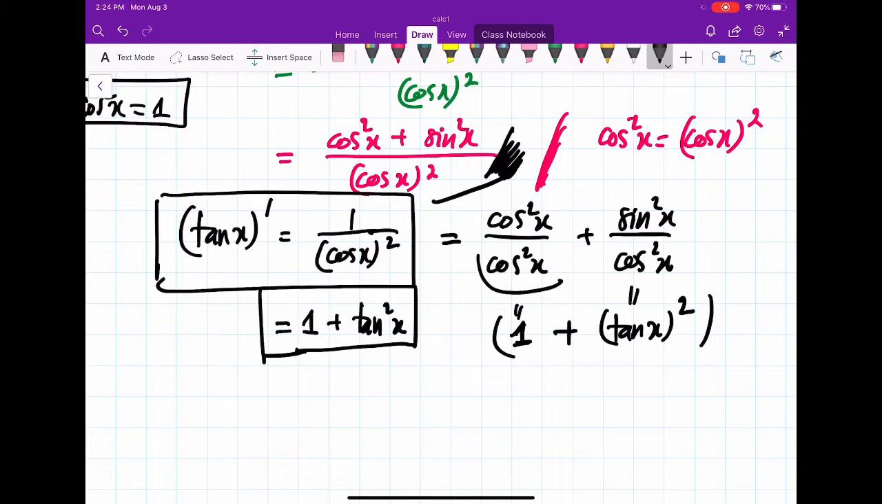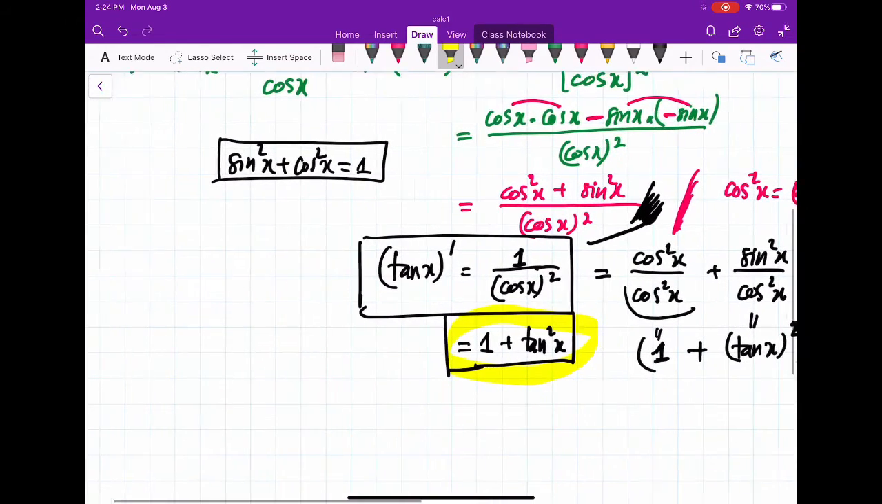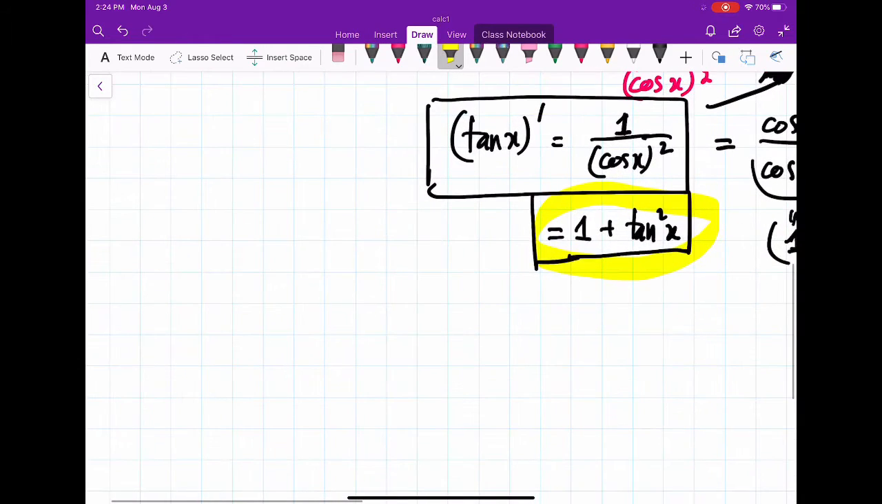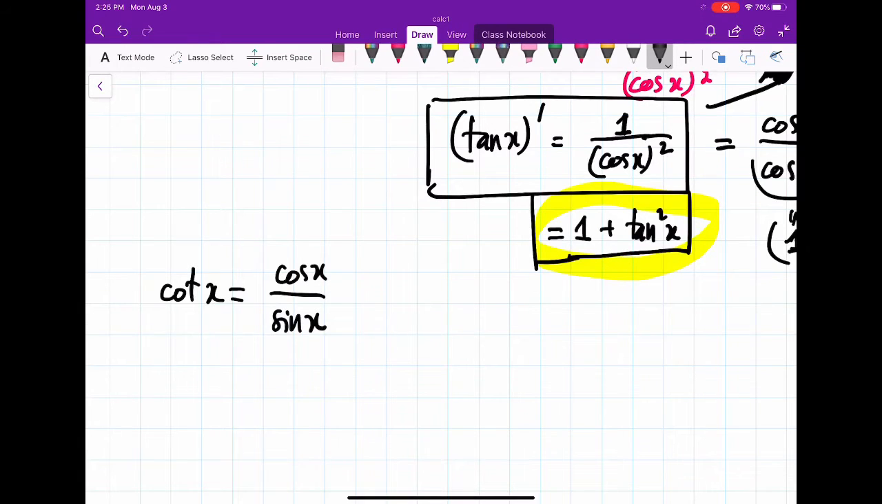You see that? So it depends on the situation. Sometimes you may use that the derivative of tangent is 1 over cosine square, or that the derivative of tangent is 1 plus tangent square. I'll tell you, this is extremely useful when we study integration. So please don't forget that. All right? Similarly, you can find the derivative of cotangent by writing cotangent x as cosine x over sine x.